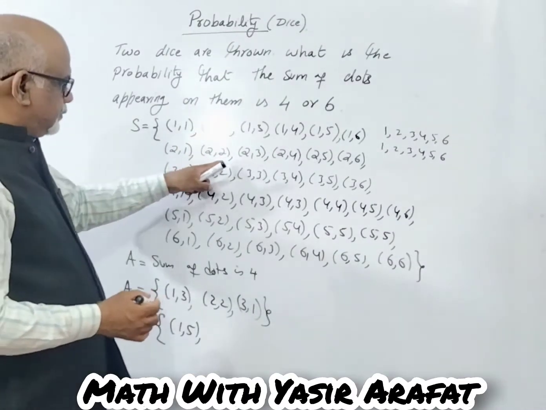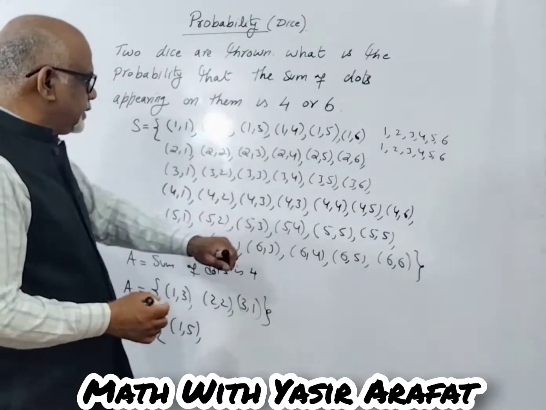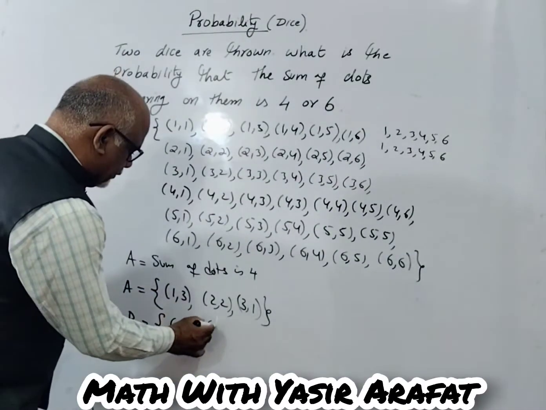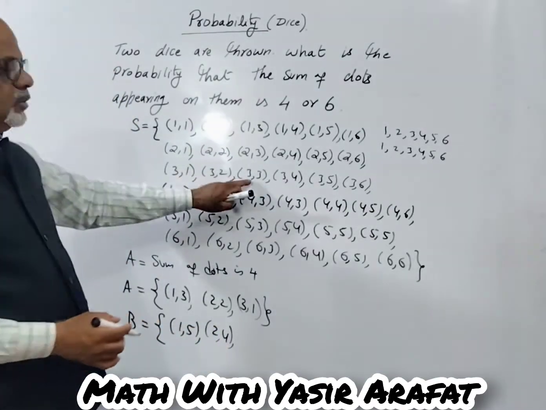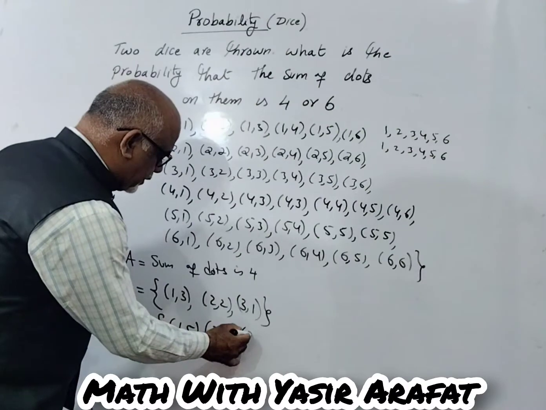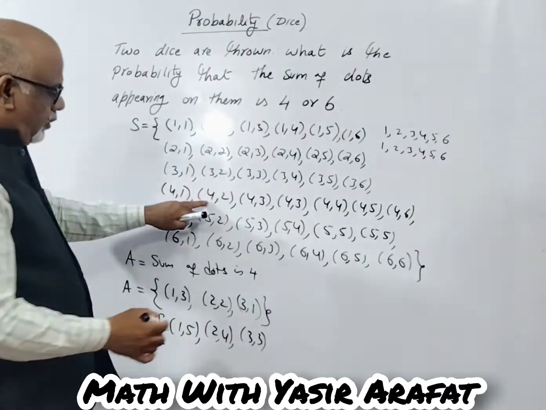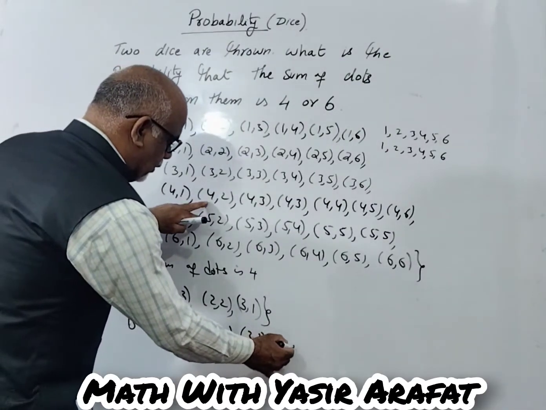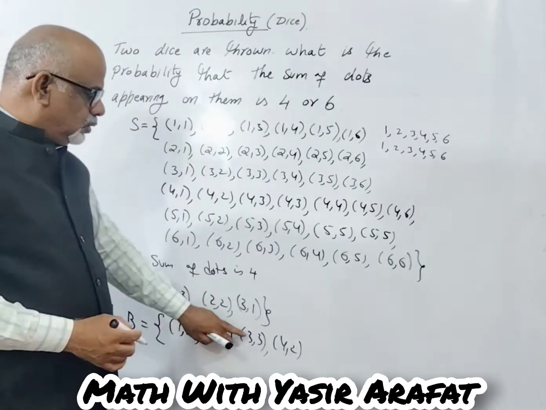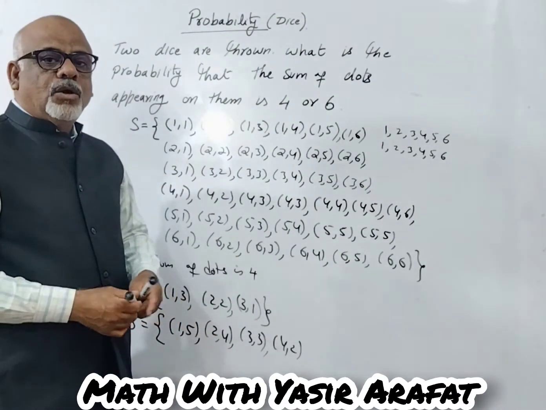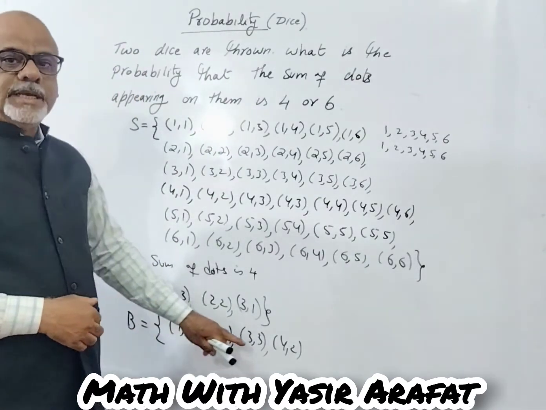Another one is 1 comma 5, it is equal to 6. 2 comma 4, 2 comma 4 is 6. Now 3 comma 3 is 6, 3 plus 3 is 6. Now 4 comma 2 is 6. So here 1, 2, 3, 4. There are 4 ordered pairs in which the sum of dots is 6.